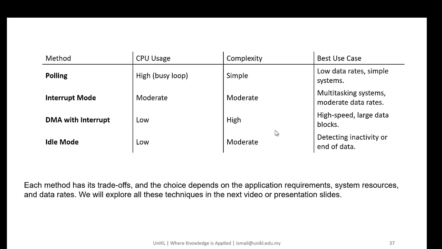So we can see the methods: polling, interrupt, DMA with interrupt, and idle mode. Complexity is high for idle mode, detecting inactivity or end of data. That's a bit wrong. Each method has its trade-offs, and the choice depends on application requirements, system resources, and data rates. We will explore all these techniques in the next video presentation slides.